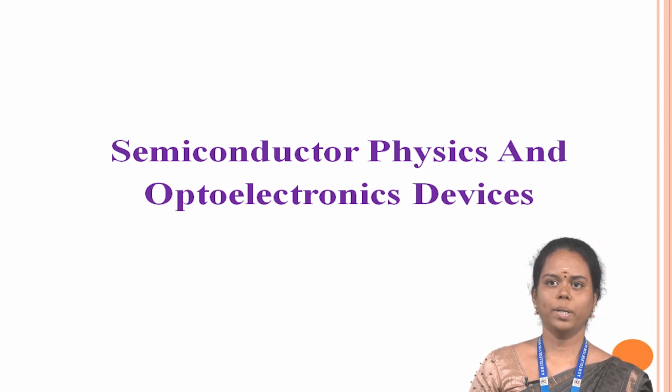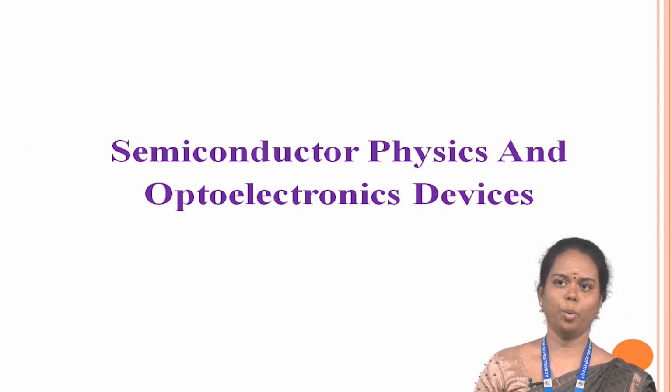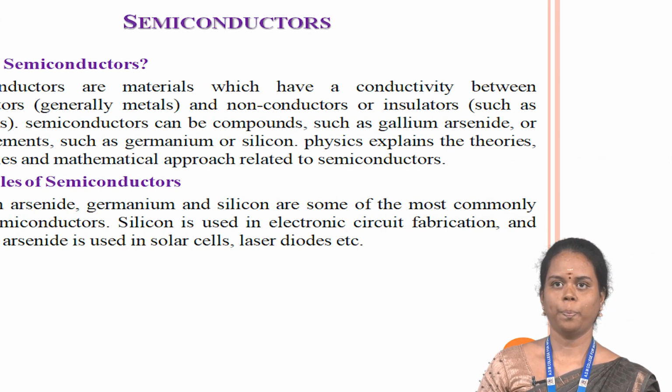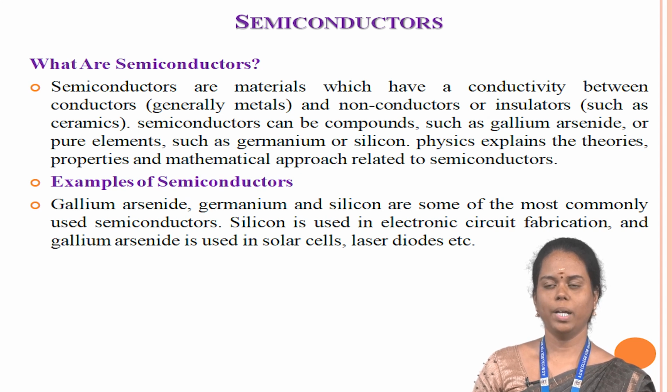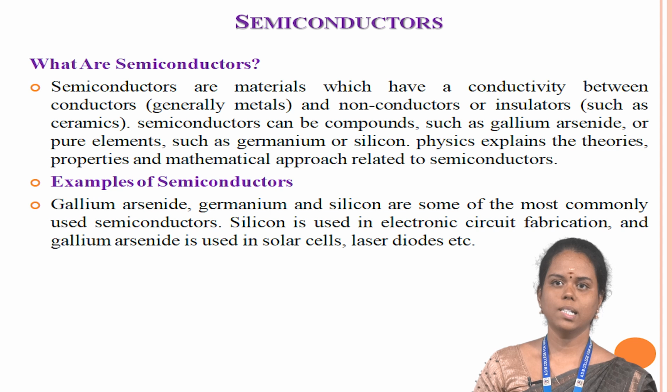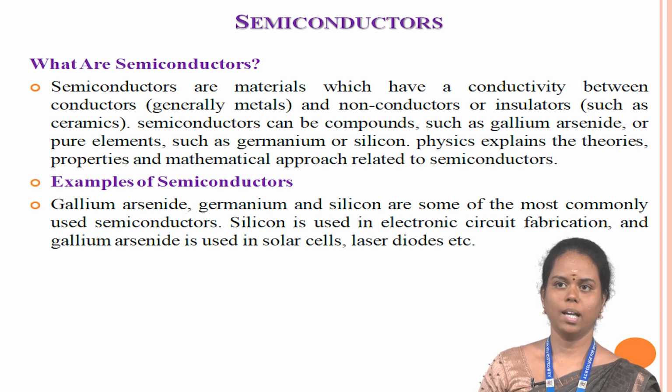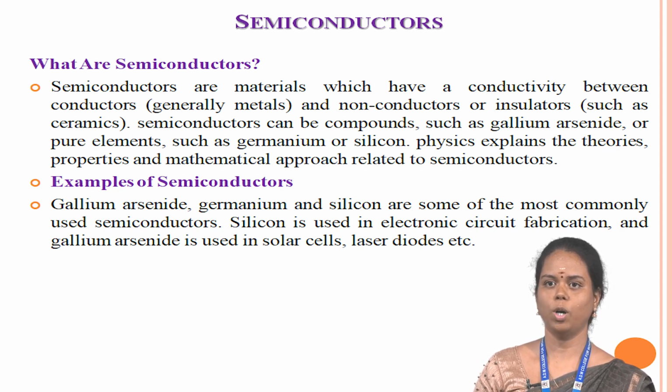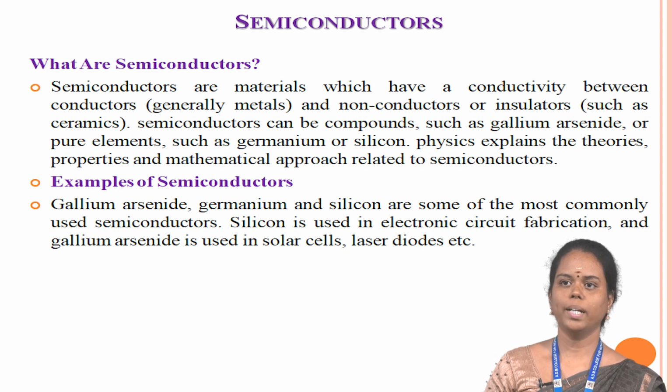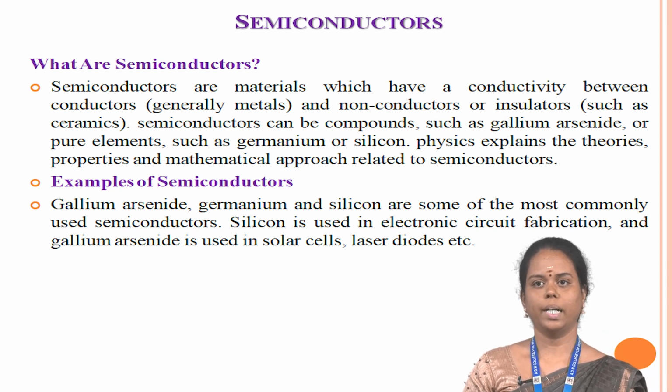Let's see my topic: Semiconductor Physics and Optoelectronic Devices. What is a semiconductor? Semiconductors are materials which have a conductivity between conductors and non-conductors or insulators. Semiconductors can be compounds such as gallium arsenide, or pure elements such as germanium or silicon. Physics explains the theories, properties and mathematical approach related to semiconductors.